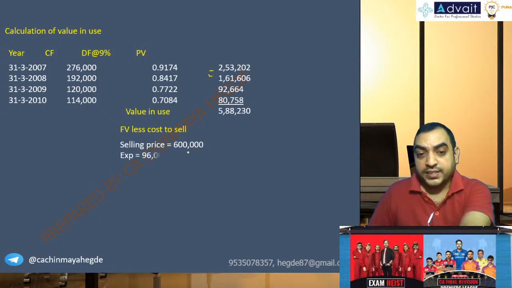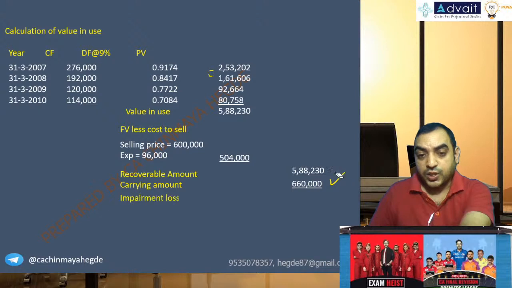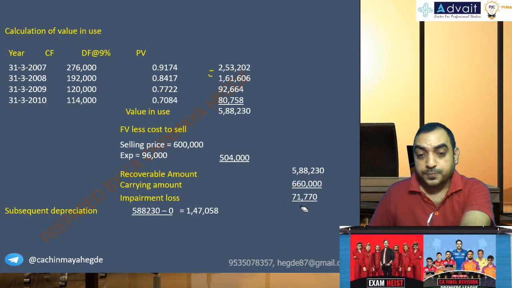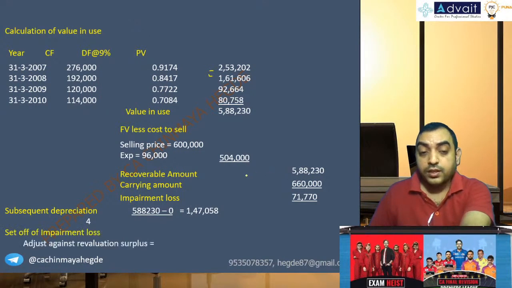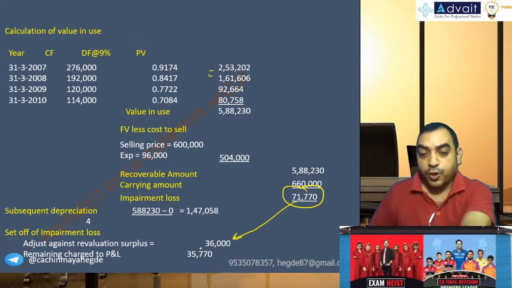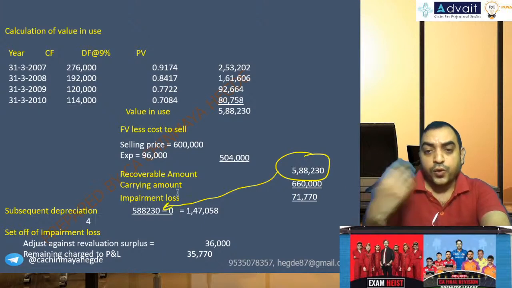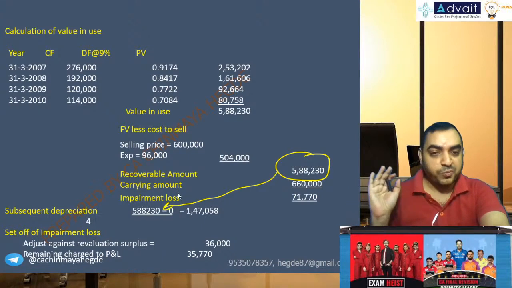Compare it with the fair value, the net selling price: 6 lakh minus expenses. Whichever is higher becomes the recoverable amount, which is 5 lakh 88,230, and the carrying amount is 6 lakh 60,000. So the impairment loss is 71,770. Out of that, 36,000 is adjusted against the revaluation reserve, and the remaining amount will be transferred to the P&L account. Going forward, from next year onwards, depreciation will be provided on 5 lakh 88,230 over a period of 4 years.